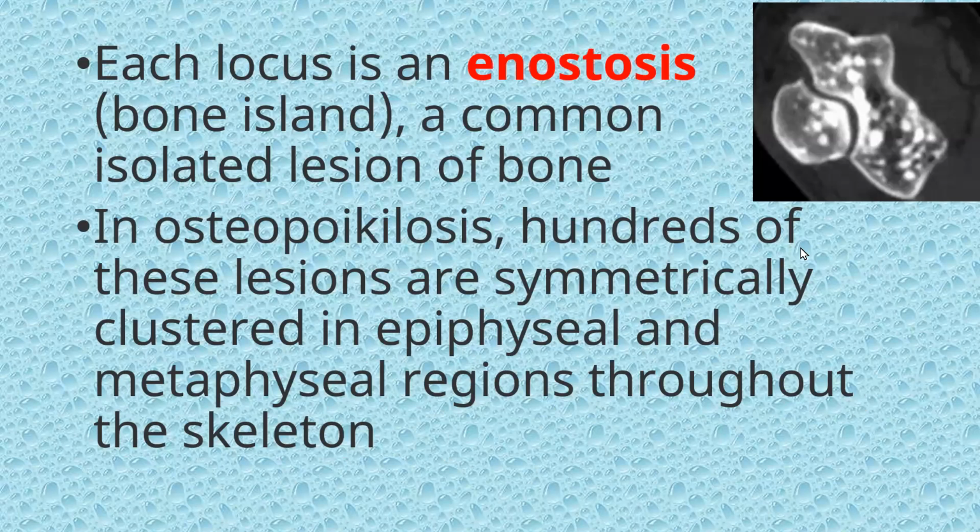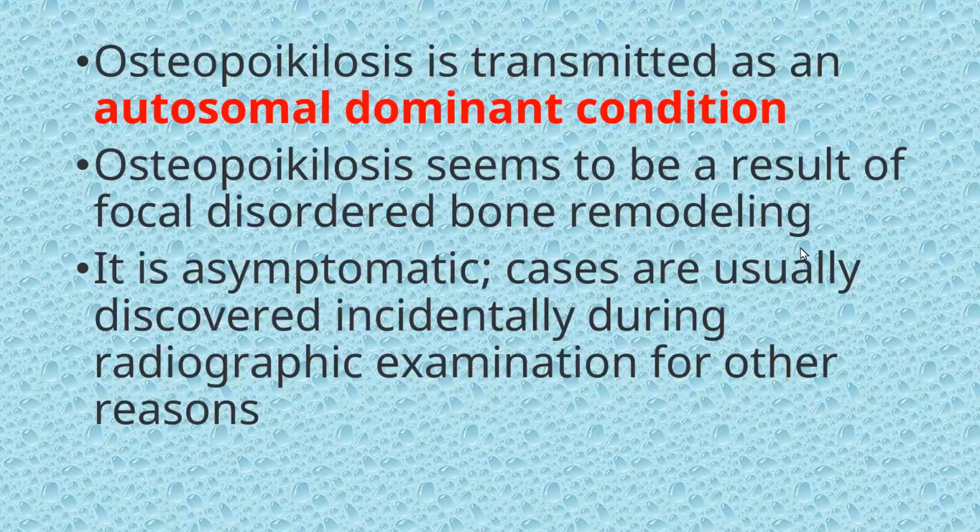In osteopoikilosis, hundreds of these lesions are symmetrically clustered in the epiphyseal and metaphyseal regions throughout the skeleton. Osteopoikilosis is transmitted as an autosomal dominant condition. It seems to be a result of focal disordered bone remodeling. It is asymptomatic. Cases are usually discovered incidentally during radiographic examination for other reasons.